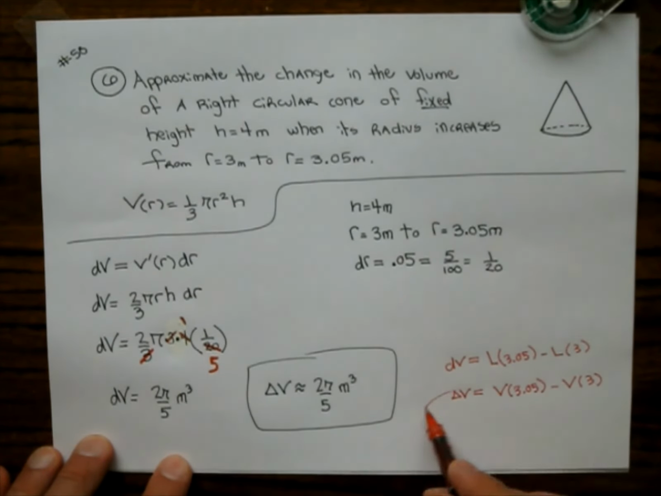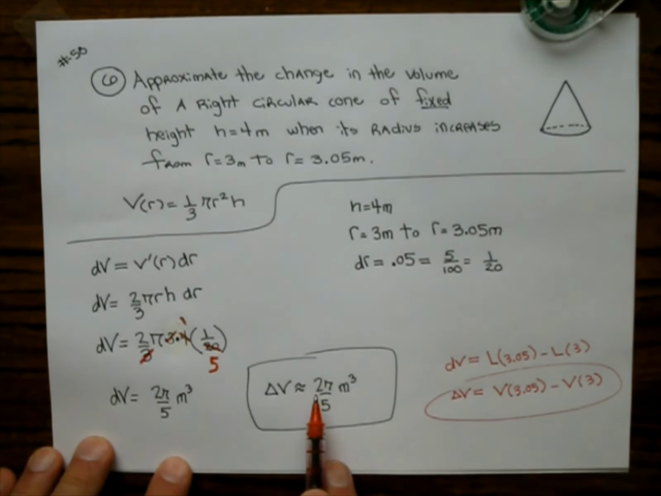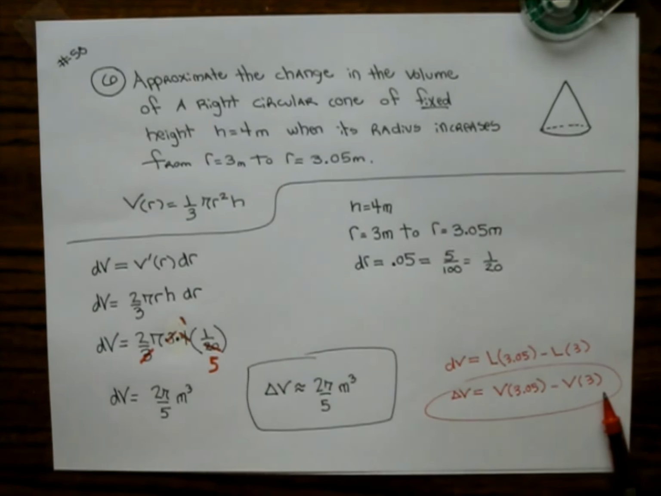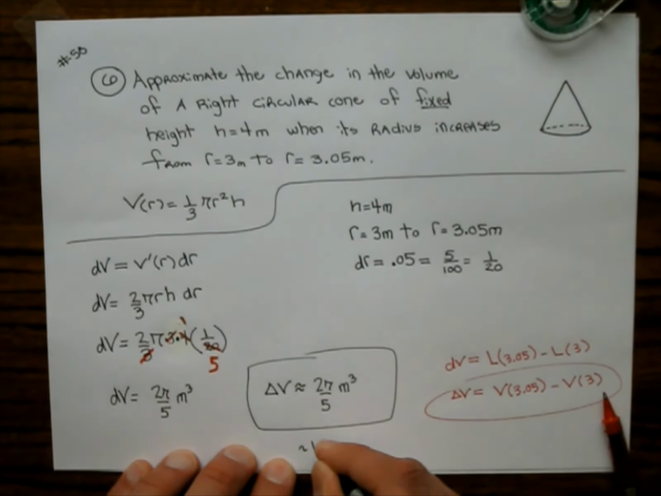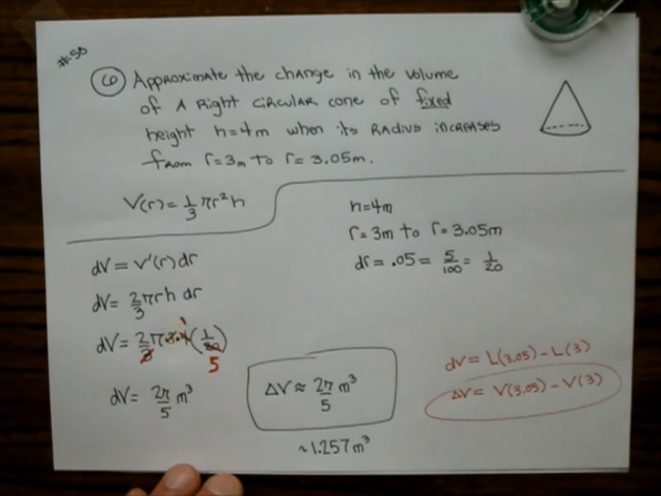And I bet if you did this right here, which they didn't ask for, it would be very close to this. And how would you see this? You would actually just multiply this out on your calculator. I think on this one you end up getting like 1.257, I think it was meters. It's all meters cubed. And then this guy right here, I don't think he'd be 1.257, but he would be very close. And this is the actual change.